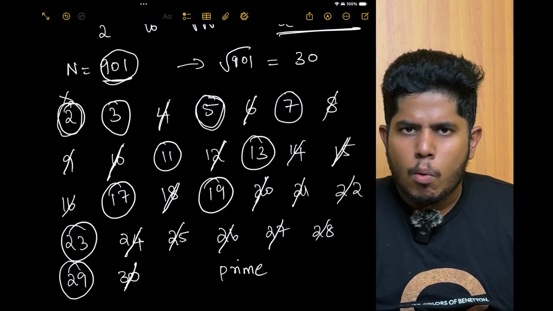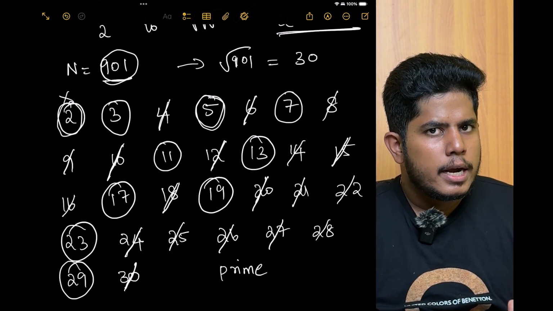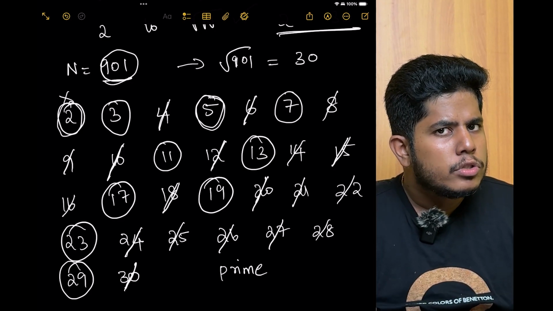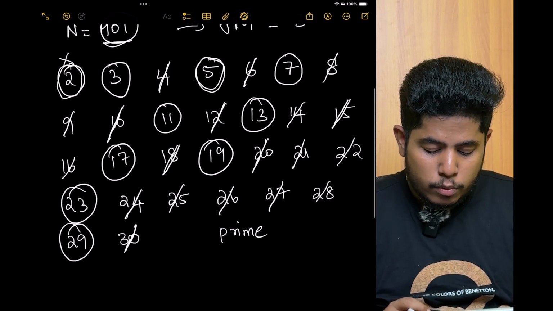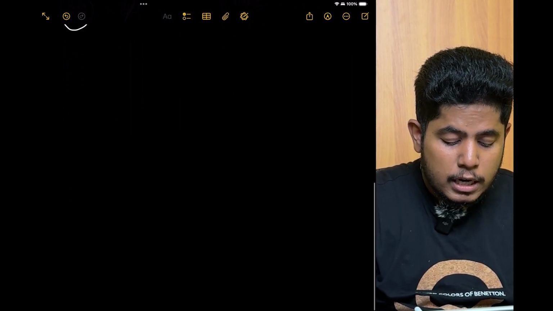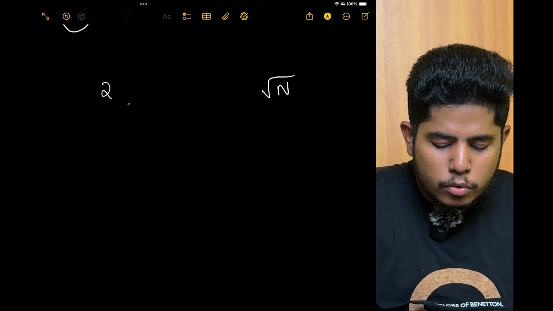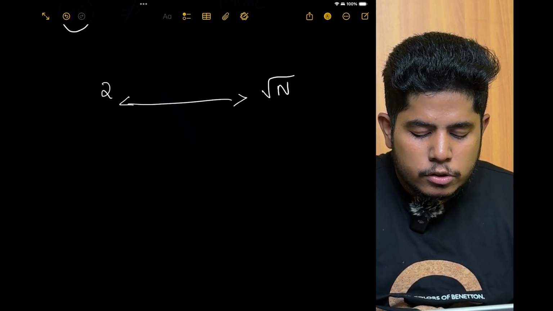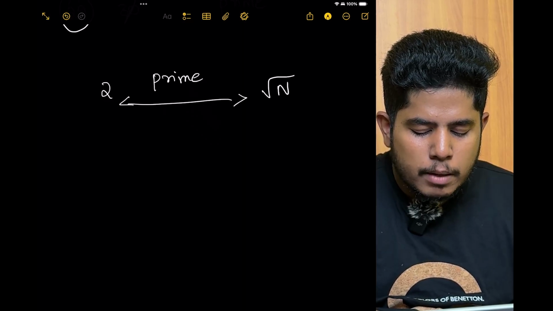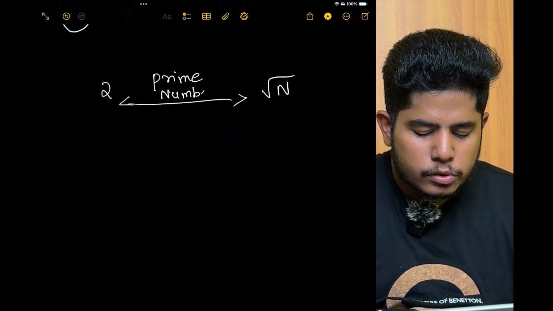So what is our understanding? The understanding is that we need not check all the values from 2 to square root of n. No need of checking all values. Just check only the prime numbers between that range.